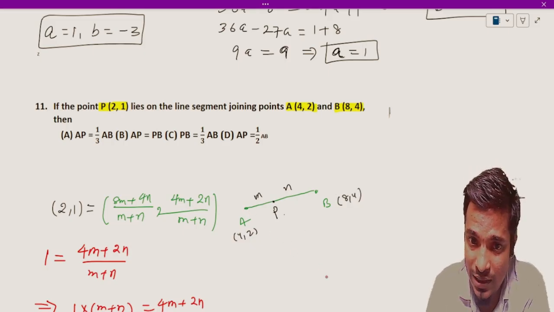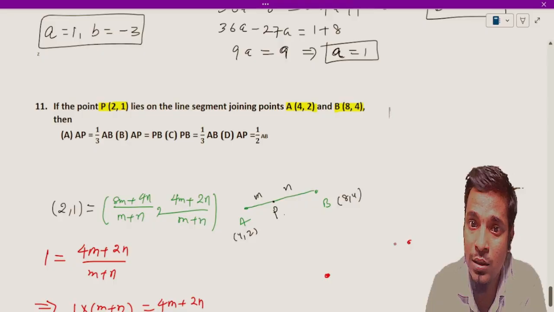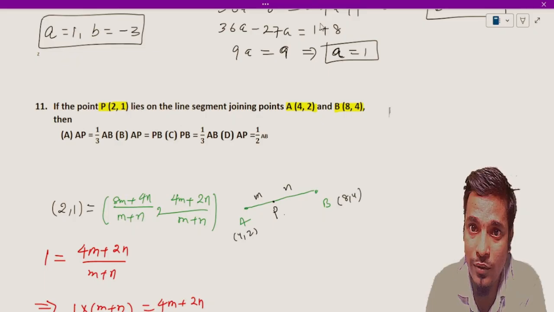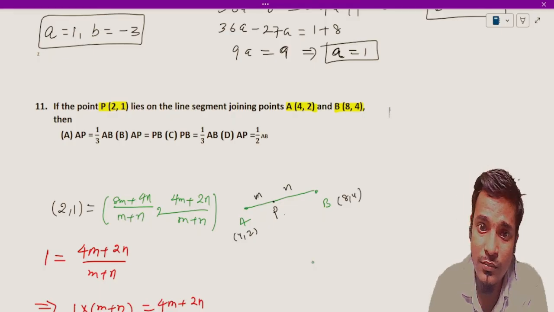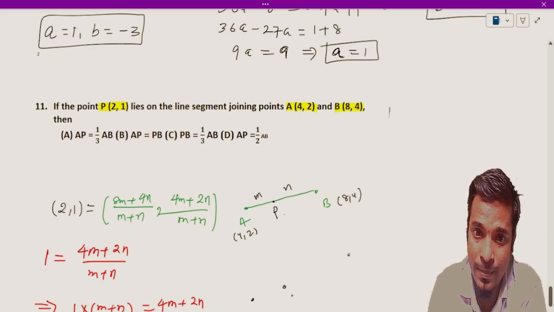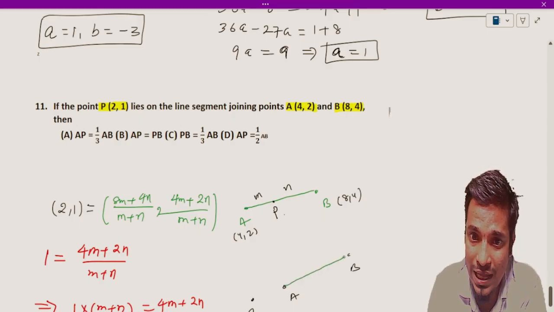So instead of this, basically the point P is in the exterior, or it is the external section of the line segment joining A and B. So let's try to write over here. This is, let's say, A and this is B. Now this P is somewhere in the exterior of this AB line segment.